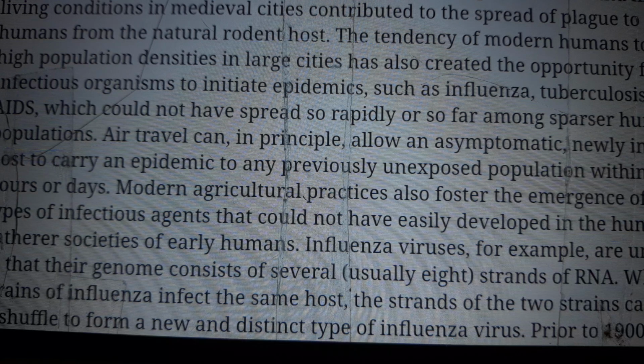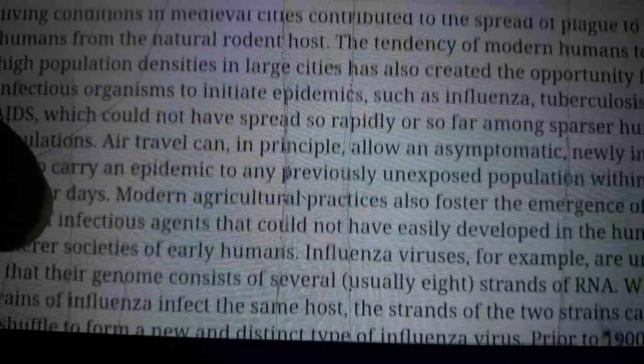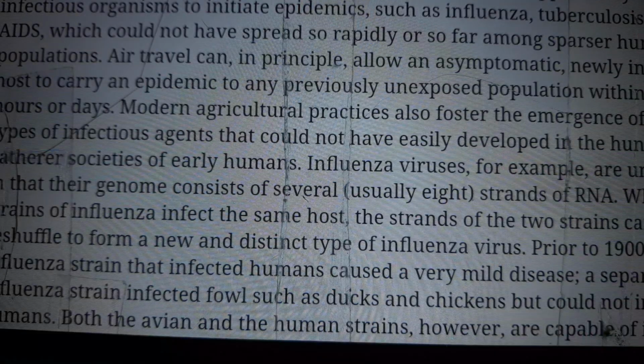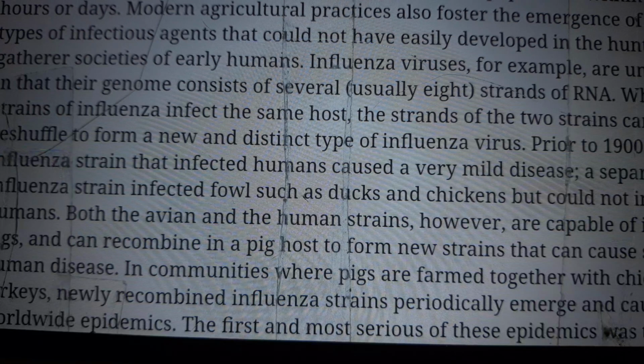The emergence and evolution of new infectious disease is in many cases exacerbated by changes in human behavior. For example, crowded and filthy living conditions in medieval cities contributed to the spread of plague to humans from the natural rodent host. The tendency of modern humans to live at high population densities in large cities has also created the opportunity for infectious organisms to initiate epidemics such as influenza, tuberculosis, and AIDS, which could not have spread so rapidly or so far among sparser human populations. Air travel can, in principle, allow an asymptomatic, newly infected host to carry an epidemic to any previously unexposed population within a few hours or days.